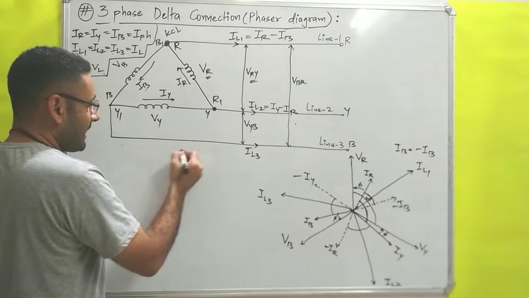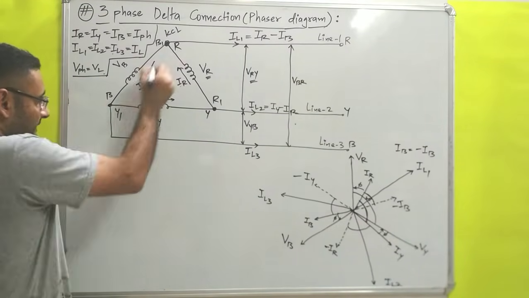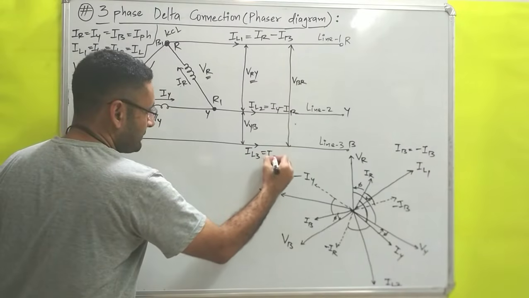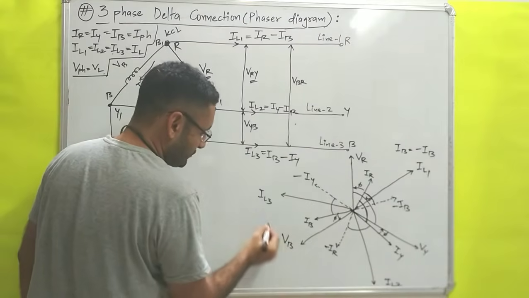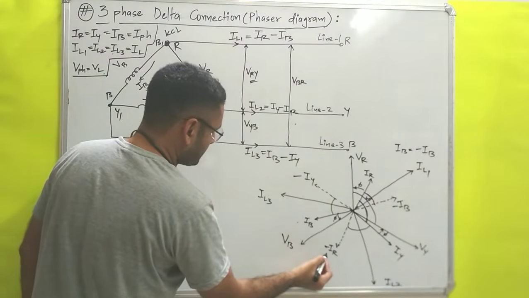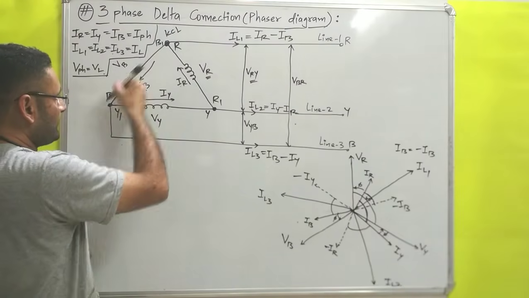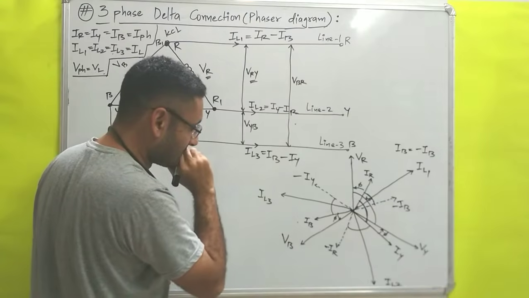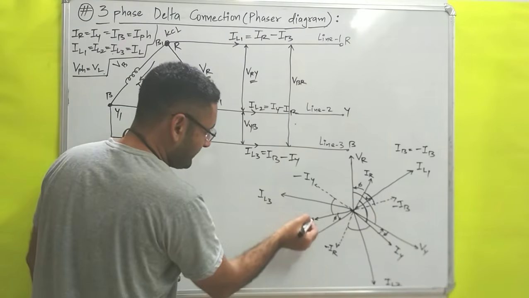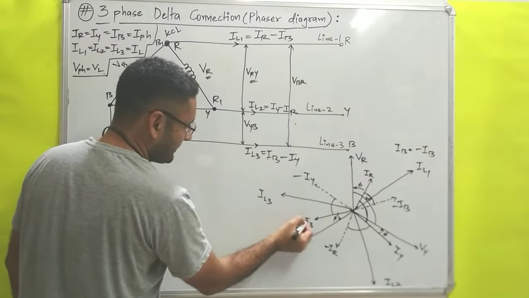Let us check IL3. Again this will be the junction. Current entering is plus, so IB is plus, and leaving is minus, minus IY. So it will be IB minus IY, the junction we have taken, that will be IB, and leaving the junction IY. So it will be IB minus IY. So IL3 you will get.